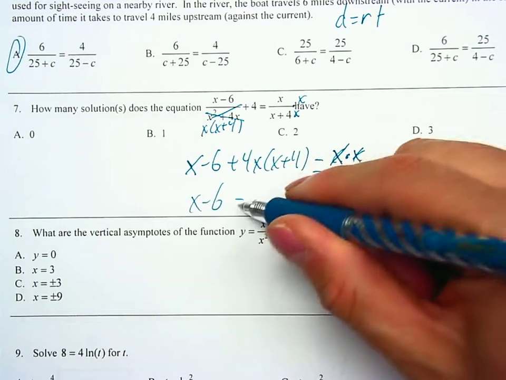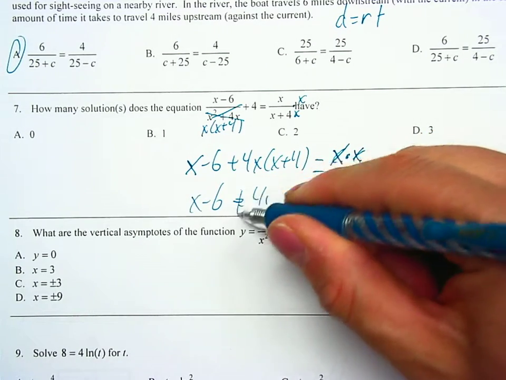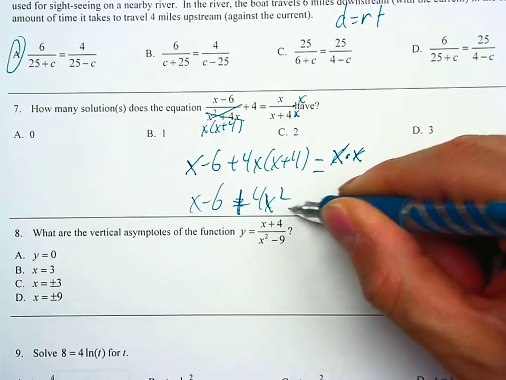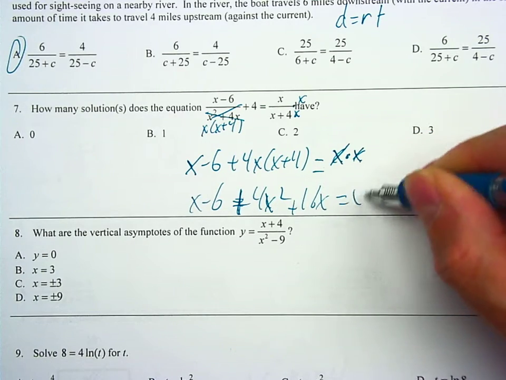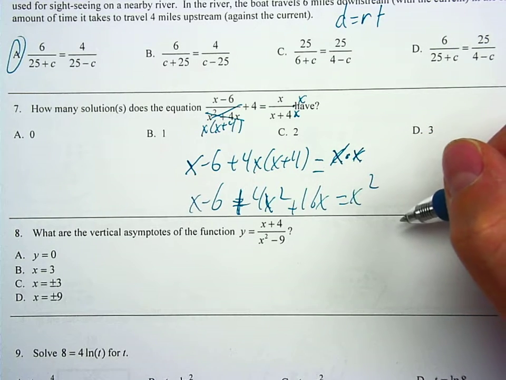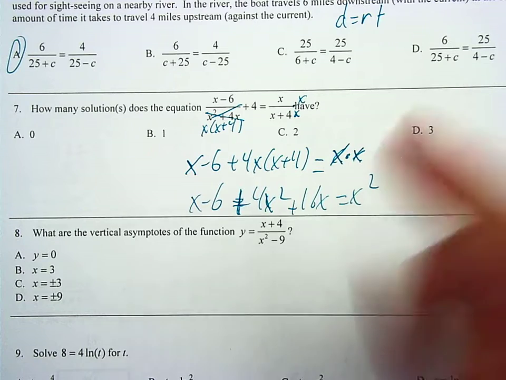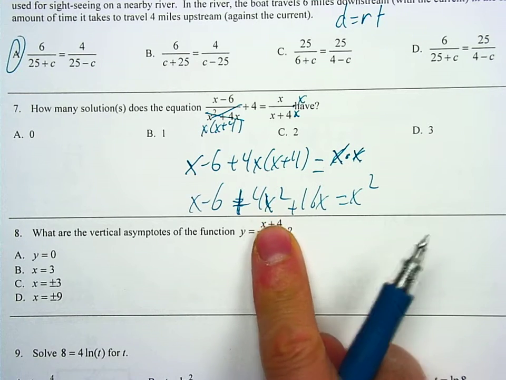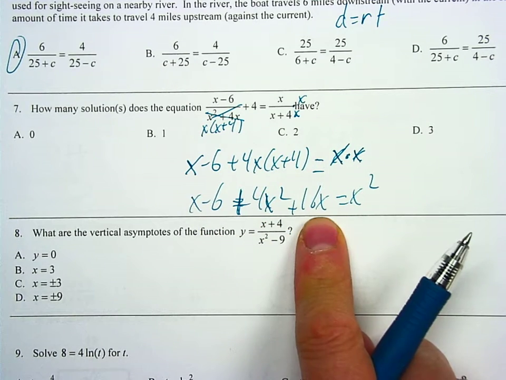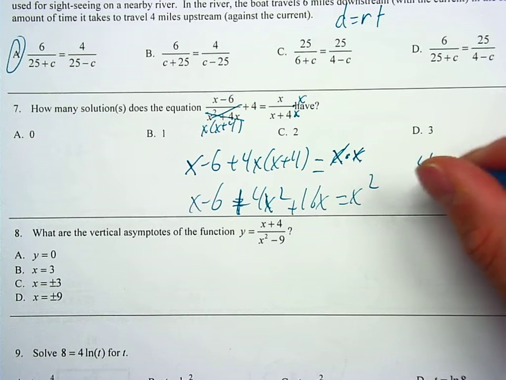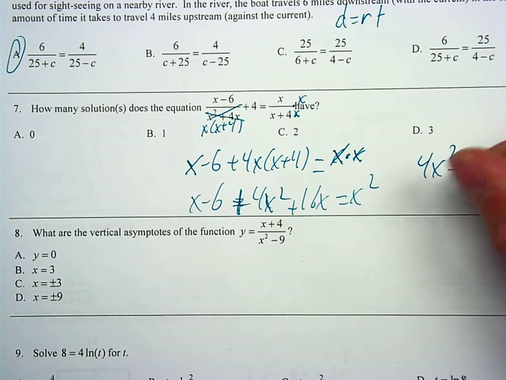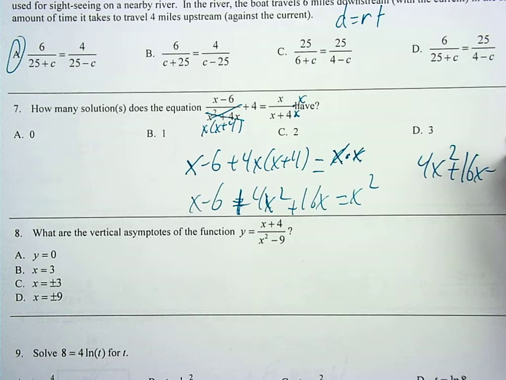x minus 6 plus 4x squared plus 16x is equal to x squared. I'll take the x squared from the 4x squared. I'll combine the x and the 16x. 4x squared plus 16x minus 6 is equal to nothing.